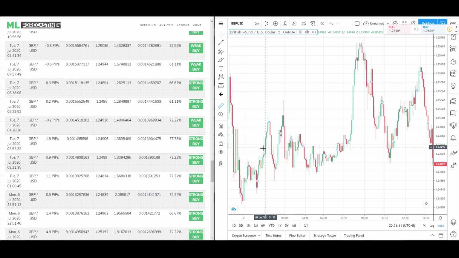1 o'clock was the next trade we had. Pretty much flat on 1, which will be down here. There'll be a winner as well.